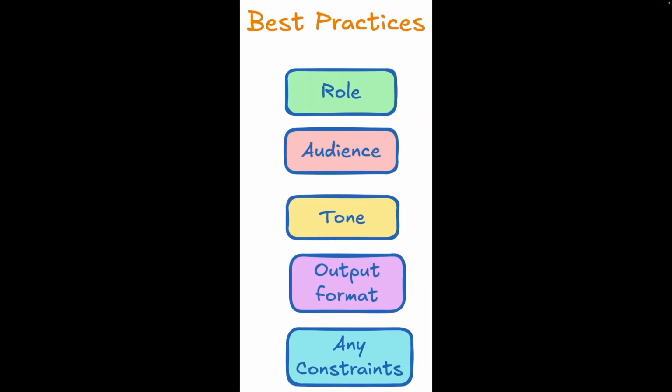A few recommendations when writing system prompts. Be specific. Instead of saying you are helpful, say you are a senior Spring Boot architect with expertise in microservices. Clearly define the role, the audience, the tone, the output format, and any constraints. The more precise your instructions, the more consistent the model's responses will be.